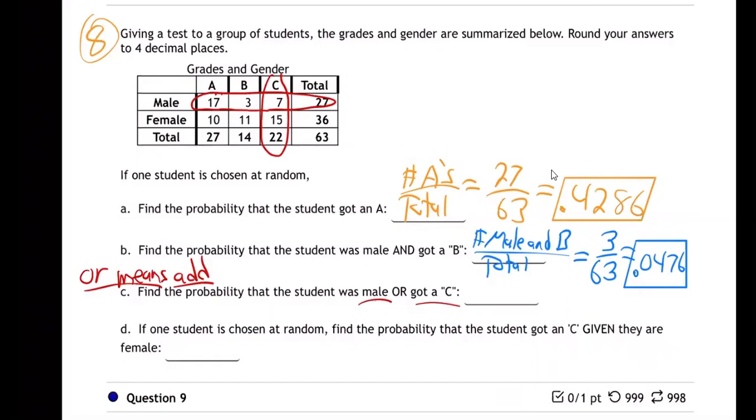We got to add all those up, but we want to be careful. We don't want to add the 7. See how the 7 is circled twice? We can't add that twice. That's just 7 people. We got to be careful not to double count that. So what can you do? Well, there's a couple ways you could do it. You could just say, look, 27 is the total of these 3 numbers, and then just add the 15.